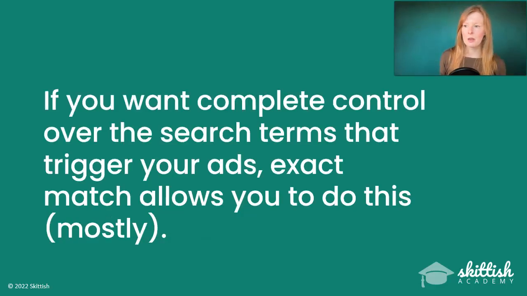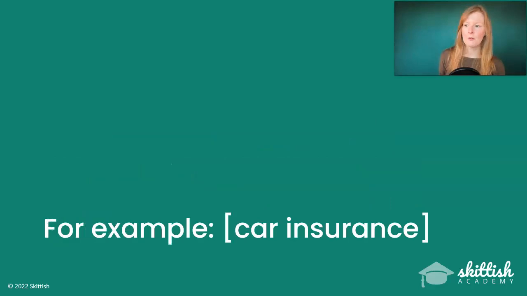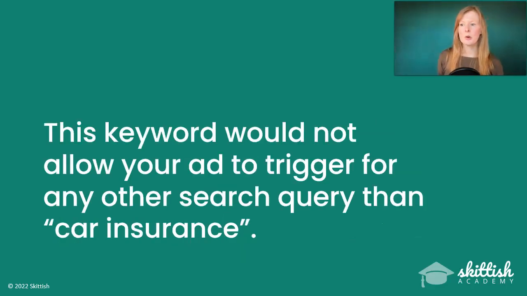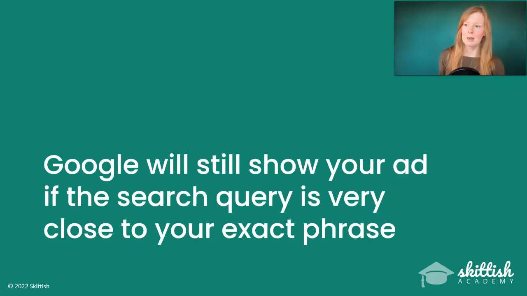Which brings us nicely on to exact match. If you want complete control over the search terms that trigger your ads, Exact Match allows you to do this, mostly. Exact Match keywords will appear in your account with square brackets around the phrase. For example, [car insurance]. This keyword would not allow your ad to trigger for any other search query than car insurance. Whilst you would expect that exact means exact, Google will still show your ad if the search query is very close to your exact phrase.